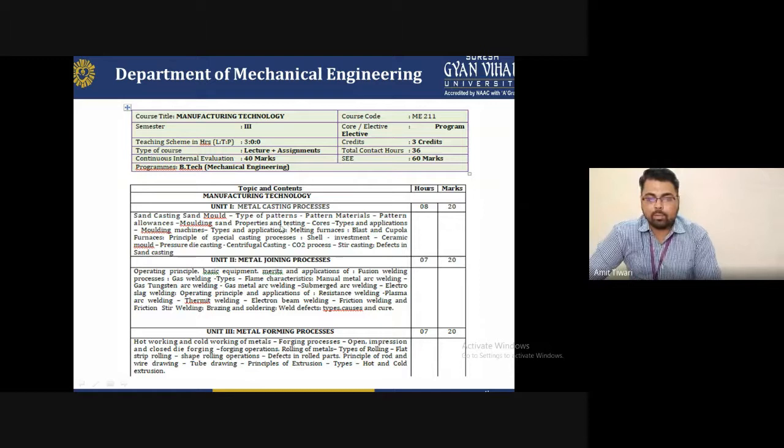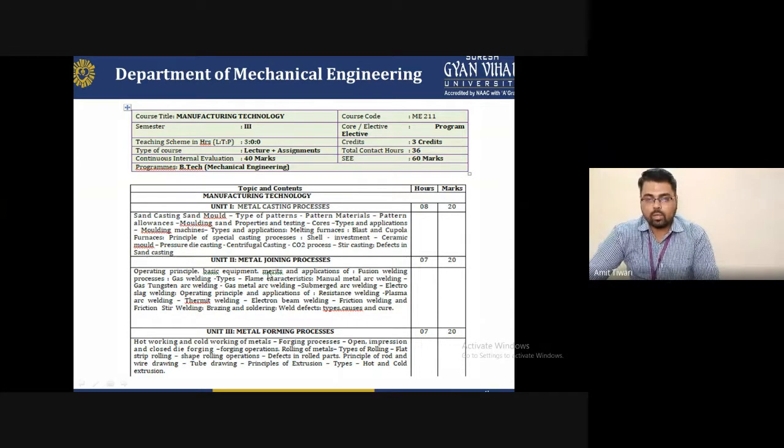In unit one, we are basically discussing sand casting process, sand molding, types of pattern material, pattern molding, allowance, sand molding properties and testing, core types and applications, molding machine types and applications, metal melting furnaces, blast furnace, cupola furnace, and some special casting processes: shell and investment, ceramic molding, pressure die casting, centrifugal casting, and defects in sand casting. These are all metal casting topics that we will discuss in unit 1.